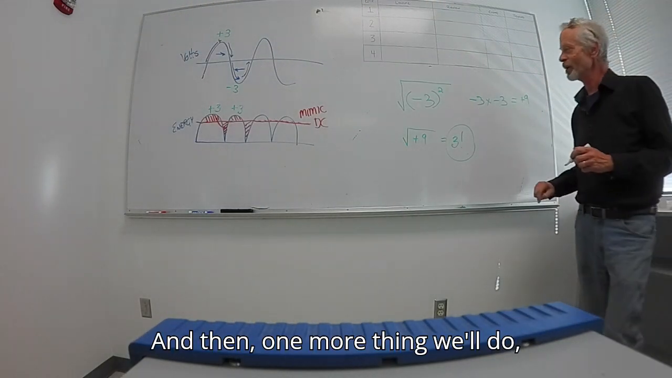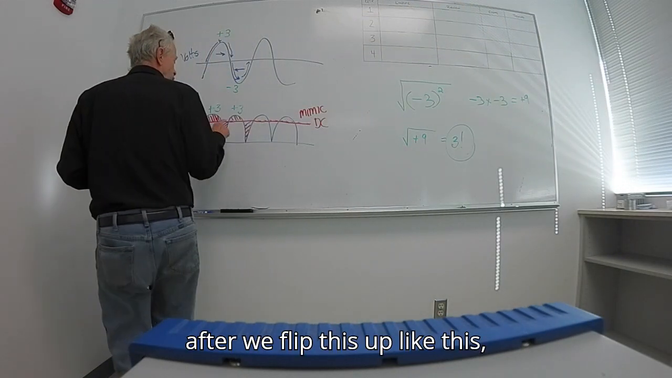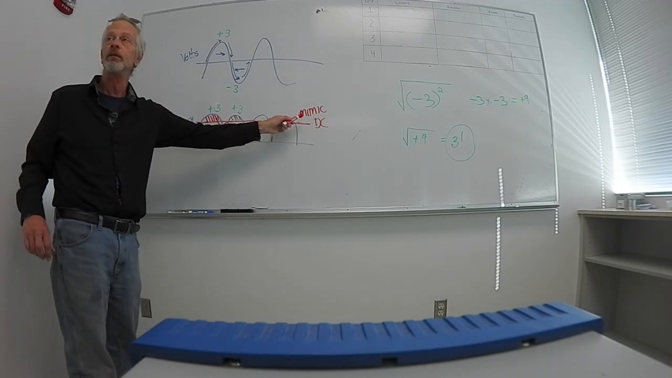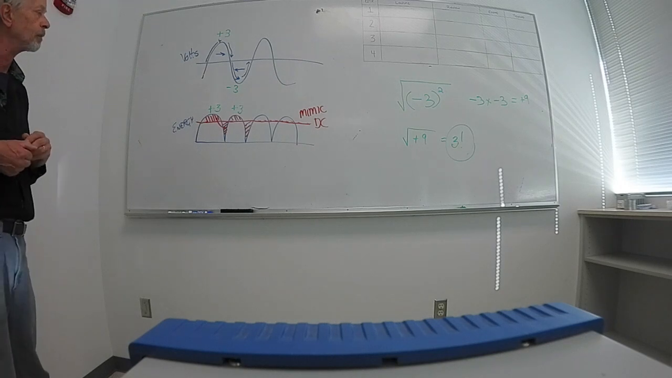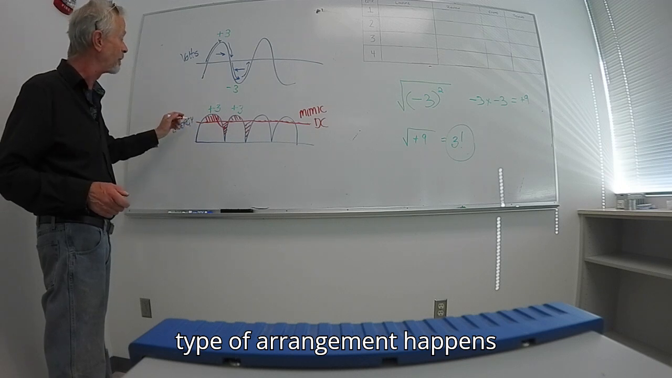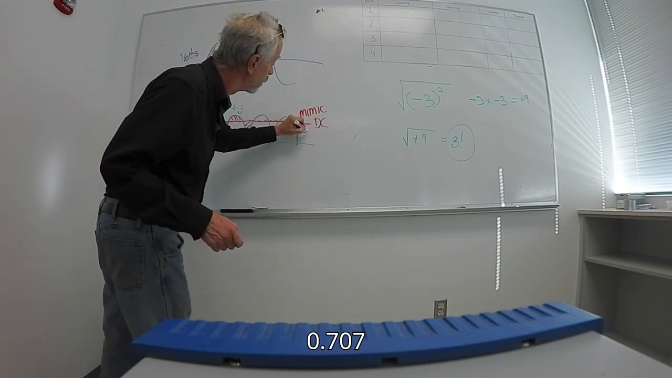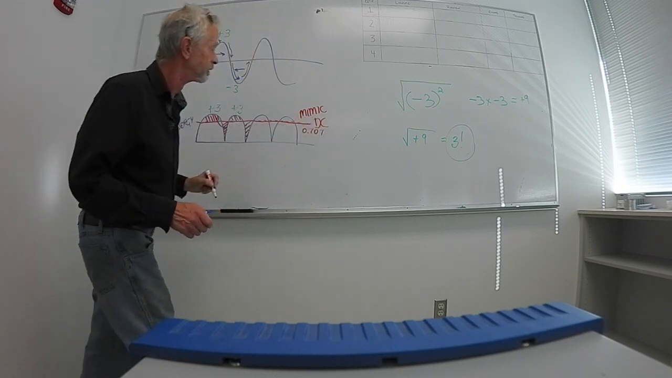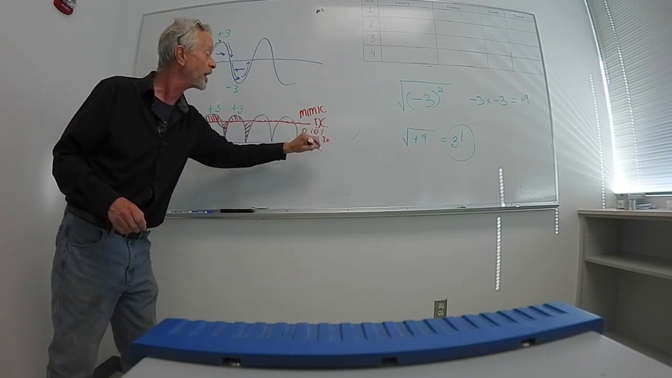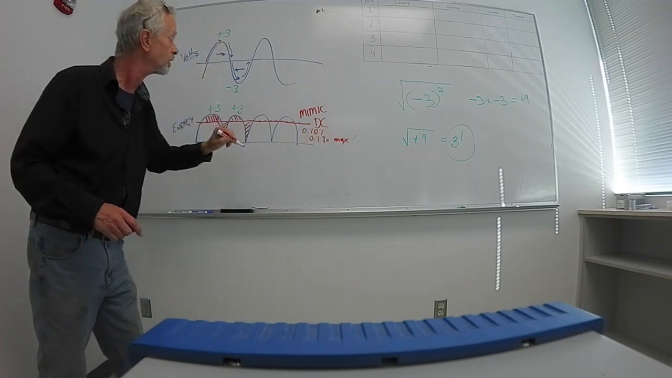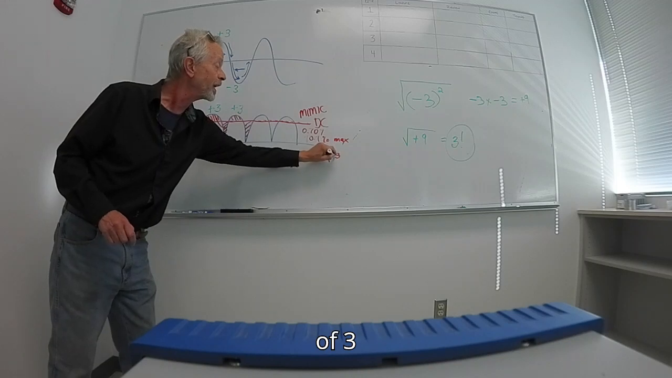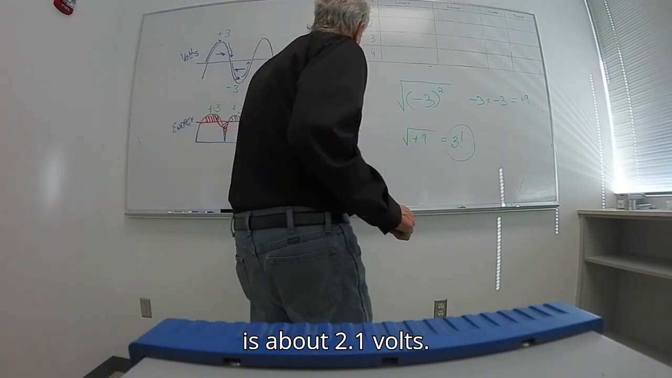And then, one more thing we'll do, after we flip this up like this, we'll take our average. And the average for this type of arrangement happens at 0.707, or 70.7% of the maximum voltage. So 70.7% of 3 is about 2.1 volts.